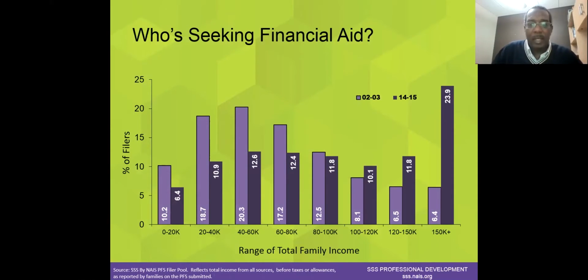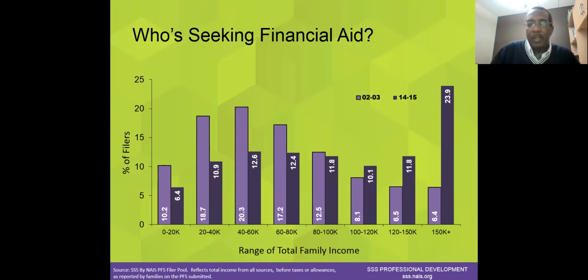The purple column, or bar, back in 2002-2003, shows how the incomes of families who applied for financial aid through our SSS program were distributed by income bands. And so you can see, for example, that of all the applications we received in 2002-2003, 10% of them were from families earning between $0 and $20,000. And about 6%, 6.4%, were from families earning over $150,000.